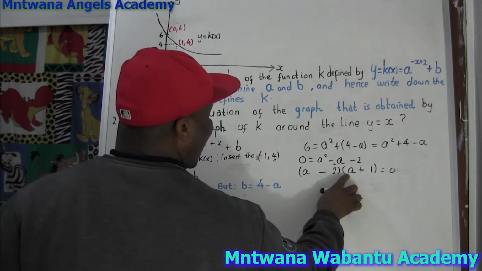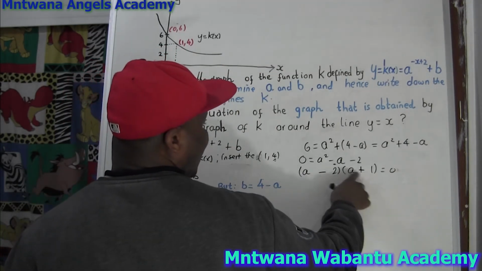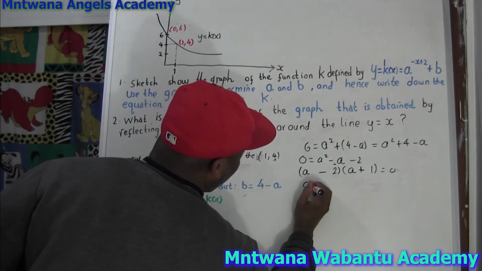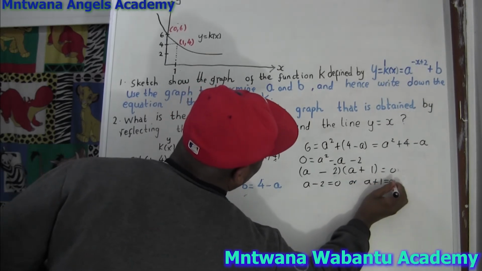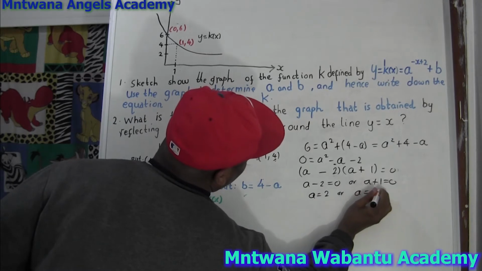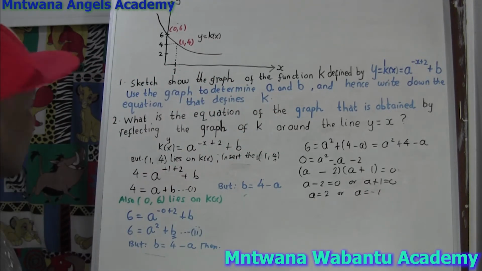Let's go, a and a squared. We want to prove it, right? A and a squared, a and this is a. Yes, I got it. So this equals 0. Either a minus 2 equals 0 or a plus 1 equals 0. So a equals 2 or a equals negative 1. Now let's see which one makes sense. So we have a equals 2 and a equals negative 1.